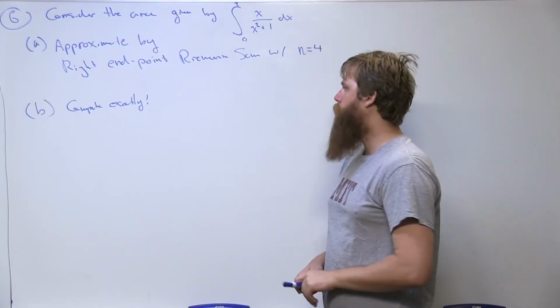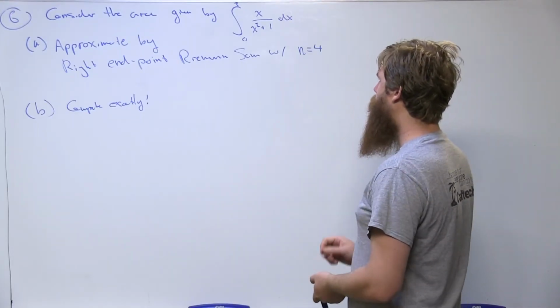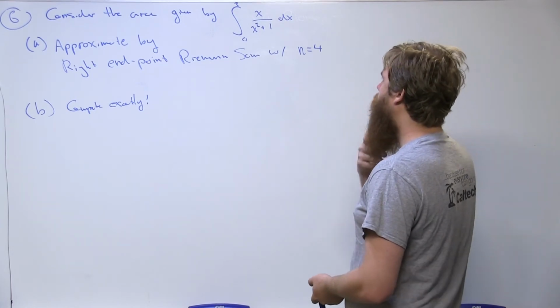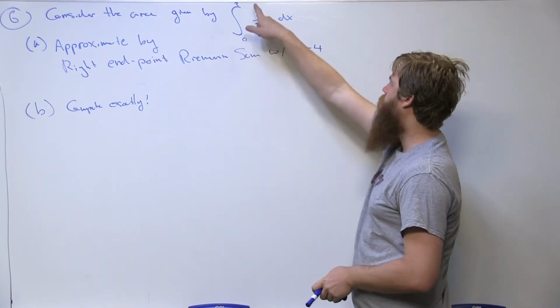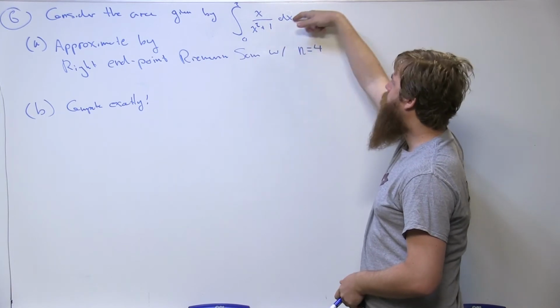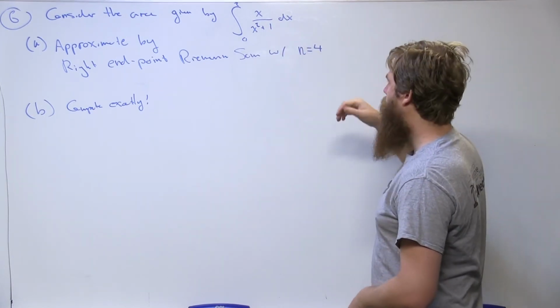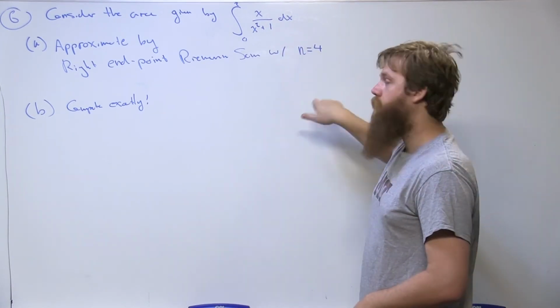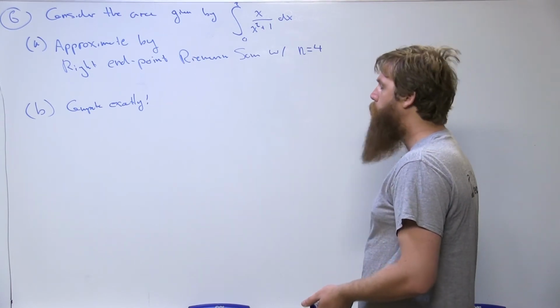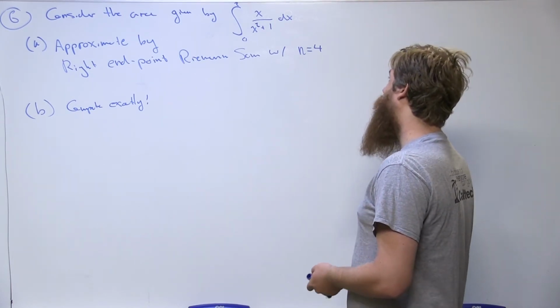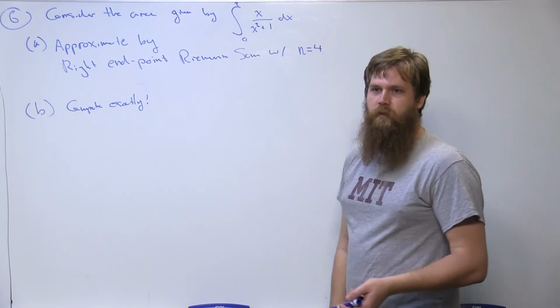Okay guys, moving on to problem 6. This is similar to the fourth problem where we're given a definite integral, in this case the integral from 0 to 2 of x over x squared plus 1 dx. And we're told to approximate it with a Riemann sum and to compute it exactly. This time instead of using the midpoint Riemann sums, we're going to use the right endpoint Riemann sums. But it's essentially the same task.